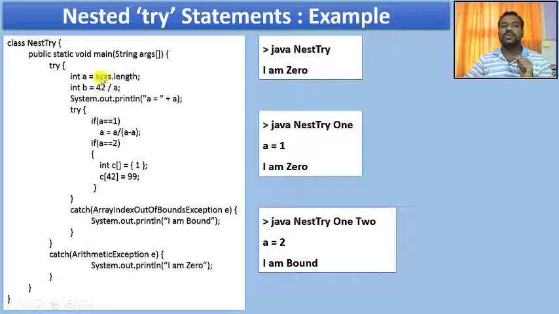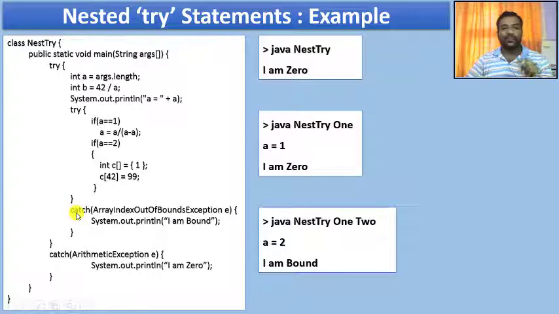Now this is going to be length, the number of parameters you pass. In this example input case, the length is 0, the length is 1, and the length is 2. Hence the value of a will be 0 in my first execution. Hence b equals 42 divided by 0. Hence it is an arithmetic exception. Immediately the execution halts or stops, and the control will shift to the catch clause.